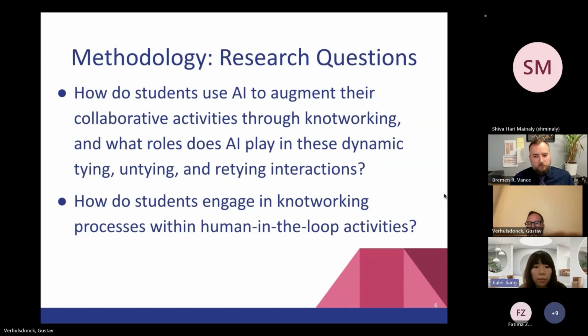Our analytical approach was collaborative. Each of us coded the data independently, after which we met to reconcile the coding discrepancies and achieve a consensus. Ultimately, by tracing the students' dynamics with GenAI, we aim to illustrate how generative AI functions both as a boundary object and as an active participant in students' UX design activities. Our analysis reviewed three key stages, namely tying, untying, and retying, that categorize the students' interactions with GenAI tools in their UX design processes. Next slide, please.